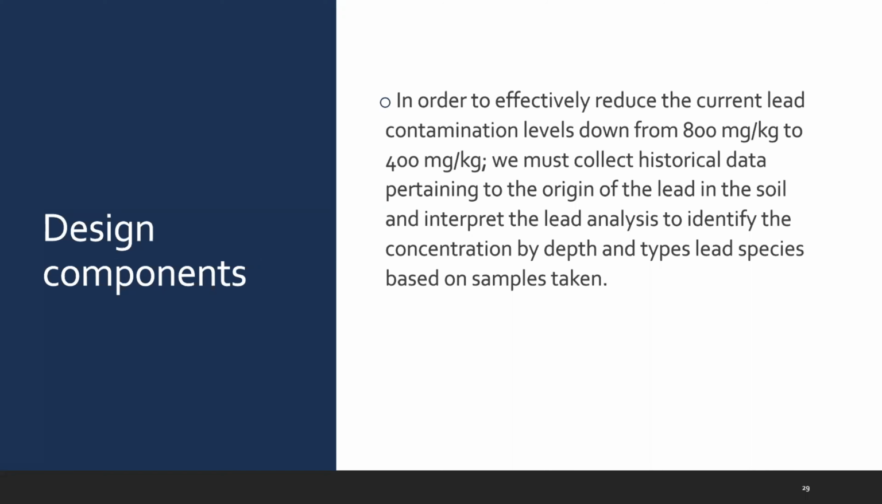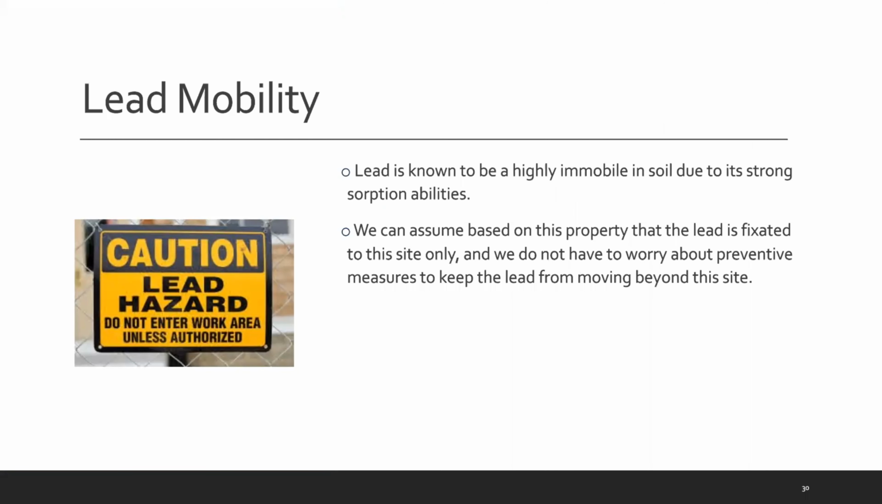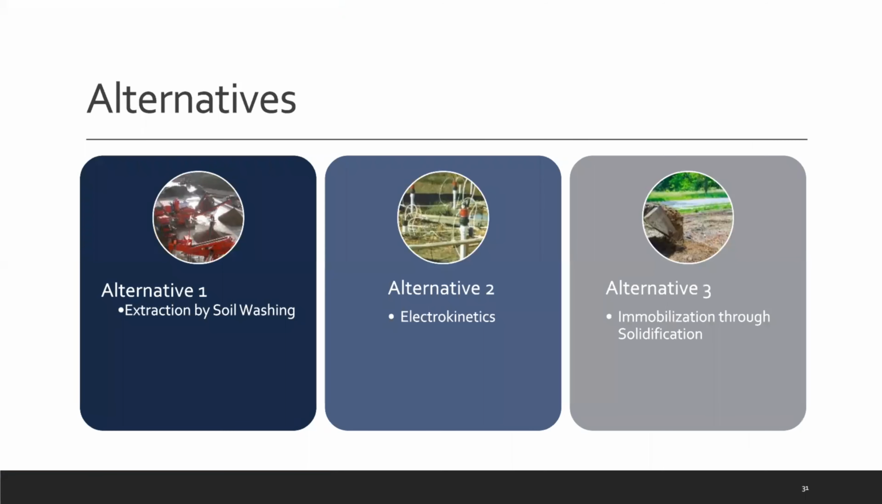The good news is lead is known to be highly immobile in soil due to its strong sorption with clays and silts, so we can assume that the lead is fixated to this site only and don't need to worry about any preventative measures to keep the lead from moving beyond this site. The alternatives we'll be looking at are extraction by soil washing, electrokinetics, and immobilization through solidification.